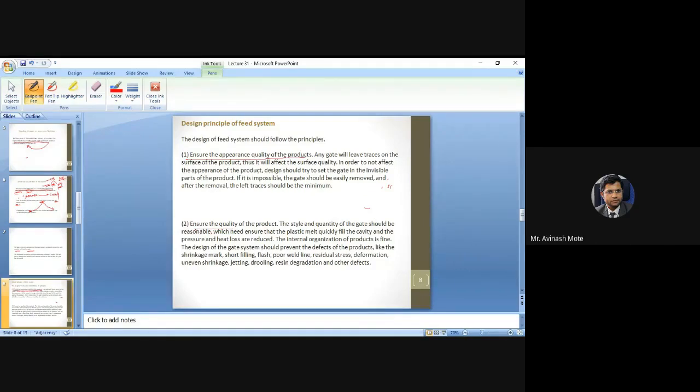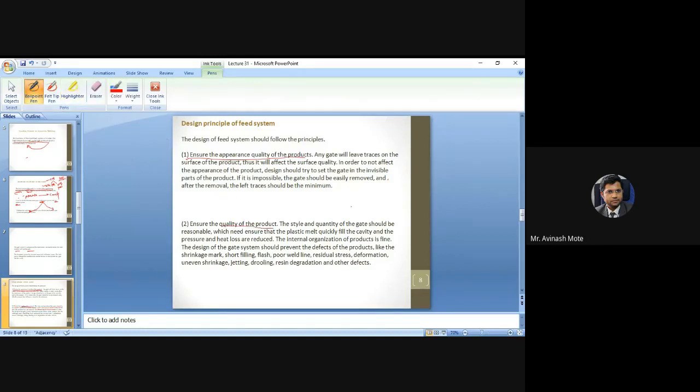Second, ensure the quality of the product. This is a different kind. Though the point looks the same, the discussions are different. The style and the quantity of the gate should be reasonable, which needs to ensure the plastic melt quickly fills the cavity and the pressure and heat losses are reduced. Okay, so what happens? This quality remark is with respect to a different parameter.